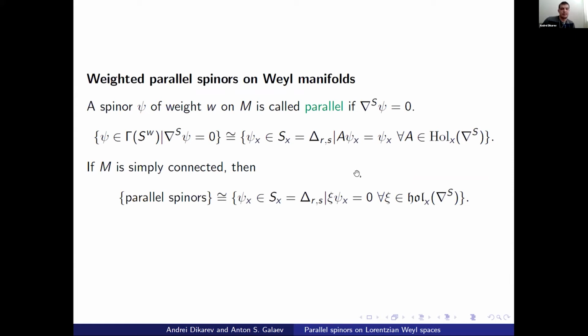Definition of weighted parallel spinor of a Weyl manifold. The spinor Psi of weight W on M is called parallel if, again, nabla S Psi is equal to 0, and we have a similar relation between the space of parallel spinors of weight W. So this is a fundamental principle, but now it's not for parallel spinors on a pseudo-Riemannian manifold, but for weighted parallel spinors on a Weyl manifold. This is a difference. And we have a similar relation if M is simply connected.